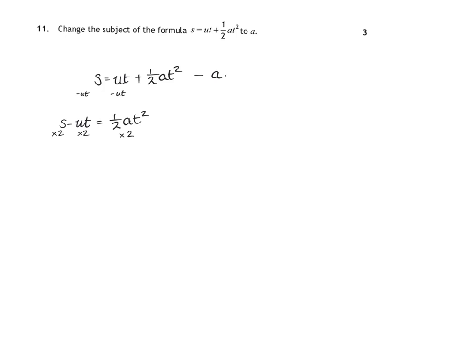We can either do a 2 outside a bracket or we can times each term by 2, it's fine either way. I'm going to put a 2 outside a bracket, so it's 2 times by s minus ut, because that whole side has to be times by 2. And that gets rid of our half, so we get at squared. And then to get the a on its own, that's a times by t squared, so we have to divide by t squared to move it to the other side. So that gives us that a is equal to 2 s minus ut all over t squared. Okay, and the marks for this come from, pretty simply, 1 mark for subtracting the ut, 1 mark for timesing by 2, and then 1 mark for dividing by the t squared. So that is question 11.